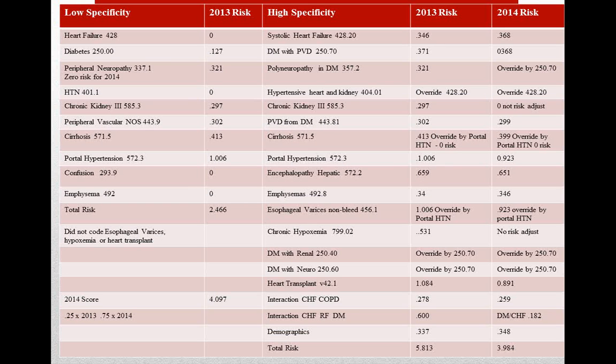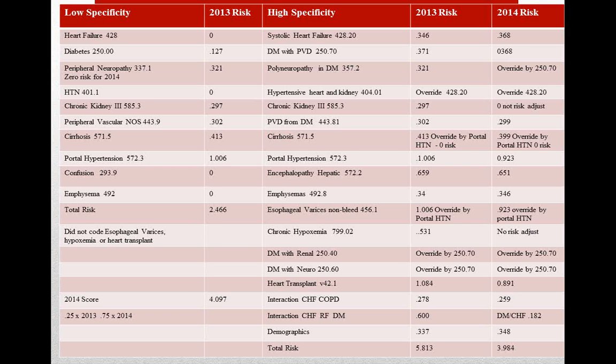Well, again, if we just use a basic heart failure code 428 and not the specific code, you're going to get nothing. Now, in the diabetes, again, if you use the uncomplicated, you're going to get the 0.127. But we said she has, or he has, diabetes with peripheral vascular disease, so you're going to use the 250.70. The peripheral neuropathy does not risk adjust in 2014, but it does in 2013 if you use the 333 or 337.1. But if you use polyneuropathy in diabetes 357.2, it gets you the same risk score.